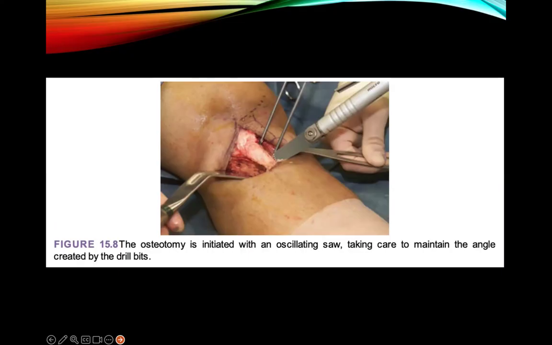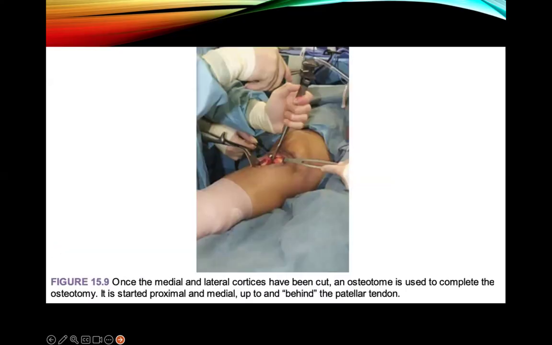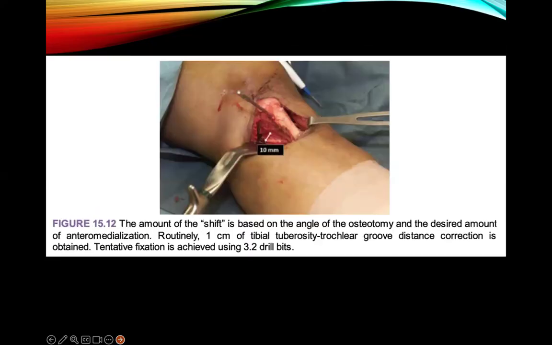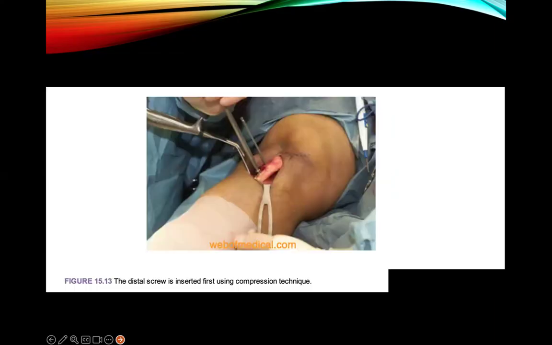Unless there is a need for distalization, you tend to leave the distal periosteal hinge intact, and then you can just rotate the proximal part of the osteotomized portion around the distal intact hinge. Once the medial and lateral cortices have been cut, the osteotome is used to complete the osteotomy. Then you have to connect the osteotomy from medial and lateral, and complete the proximal osteotomy. Then the amount of shift is determined by the TTTG values that we had taken prior to beginning the surgery. Then the fragment is medialized.